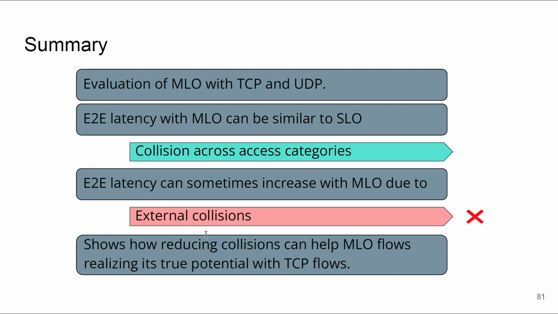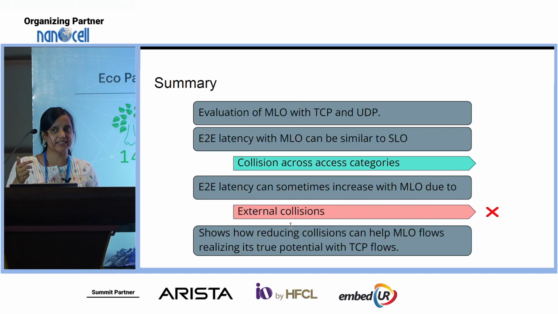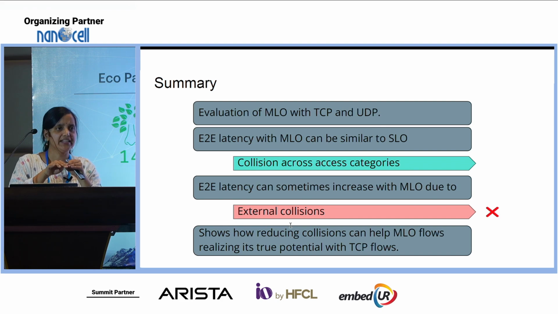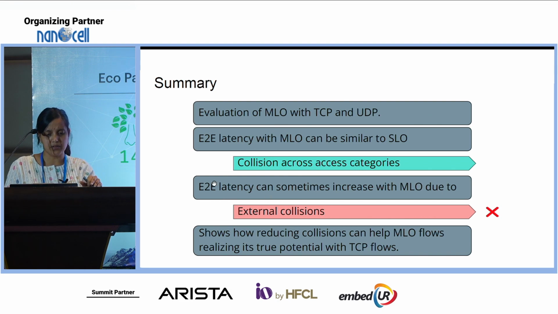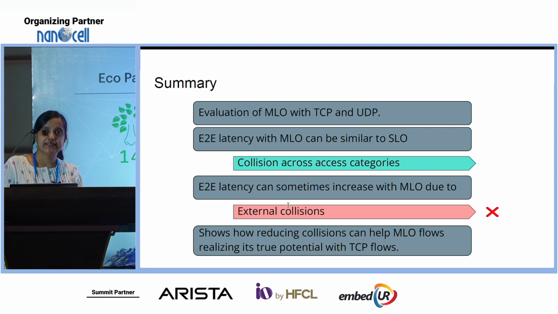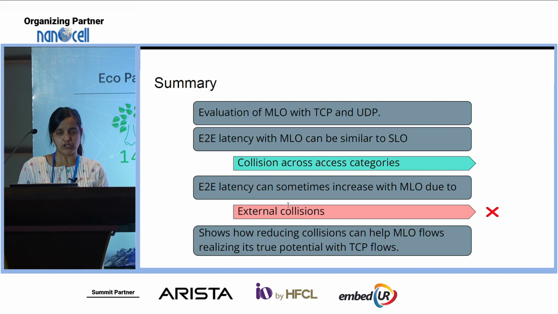To summarize, our analysis was how exactly MLO interplays with TCP. We saw that end-to-end latency with MLO can be similar to SLO if you have a pure channel and it's a downlink. It can at max be the same if there are collisions across access categories, which is the internal collision I was talking about, but it can sometimes increase with MLO, and that was due to external collisions. Therefore, this TID to link mapping solution tells how reducing collisions can help MLO flows realize the true potential of MLO.